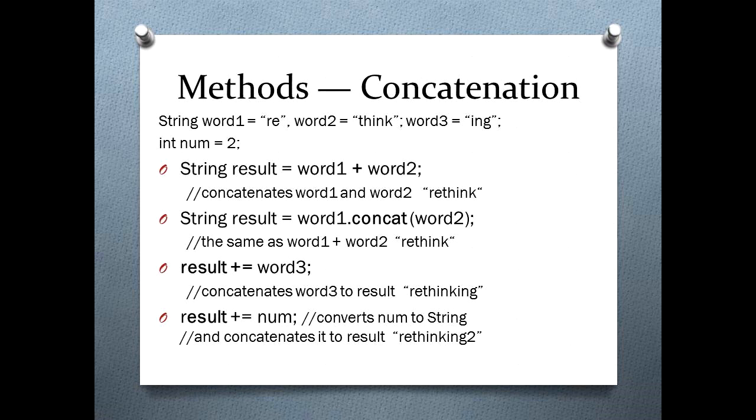Next one is result plus is equal to word 3. Already result is word 1 dot concat word 2, the answer is rethink. So result plus equal to word 3. Word 3 I have told you is ing. So rethink plus ing is rethinking. So word 3 is also joined at the third stage. This is how concatenation works.